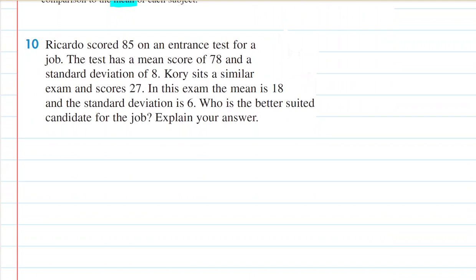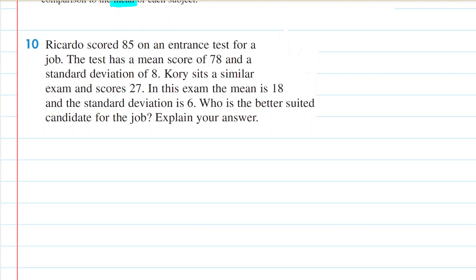This comes from your exercise, I think the first or second exercise in the chapter, and it talks about an entrance test for a job. The test has a mean score of 78 and a standard deviation of 8. That's what Ricardo sat, and then Corey sits a similar exam and scores 27. They sat two separate exams, similar but slightly different, and we want to figure out who suited the job better.